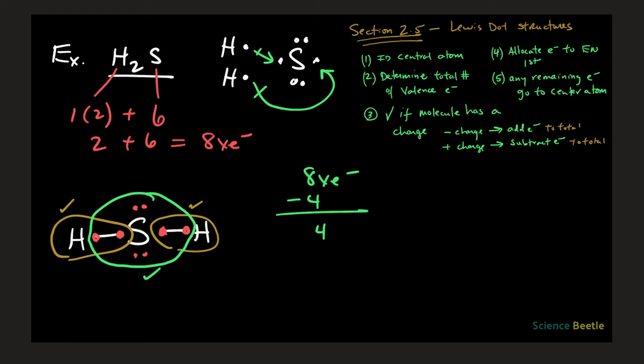And so you want to go ahead and do this in terms of the placement of electrons for each individual molecule that you're looking at. And the idea here is that you want to make sure that when you allocate, everybody has that octet overall.